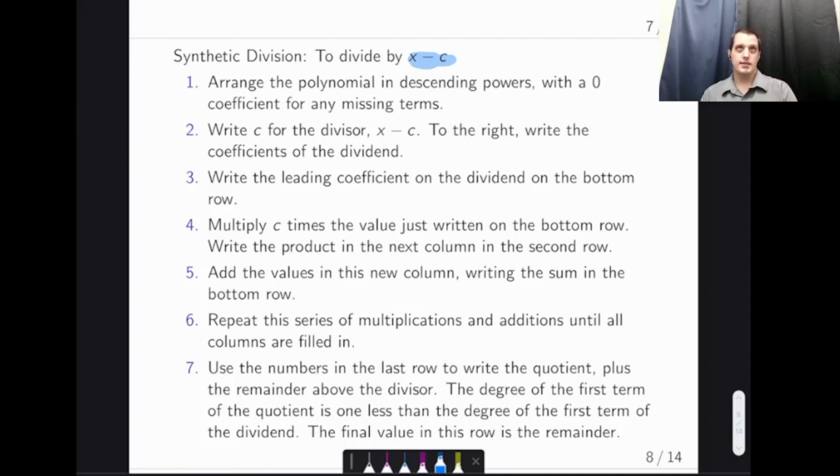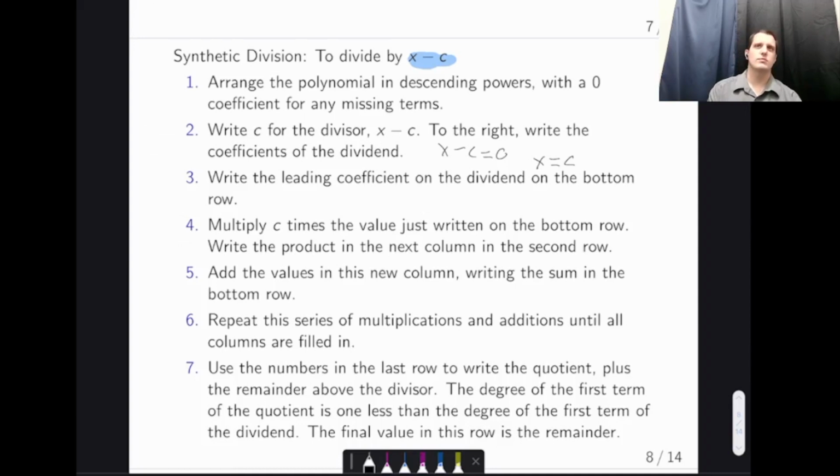Arrange the polynomials in descending orders of powers with a 0 coefficient for any missing terms. Okay, we did that earlier, except we can change things up a little bit. Write c for the divisor from this x minus c. So if we do, watch this. X minus c equals 0. We get our x is equal to c. So we do the opposite of whatever the number is. Write the leading coefficients on the dividend at the bottom row. Multiply c times the value just written.